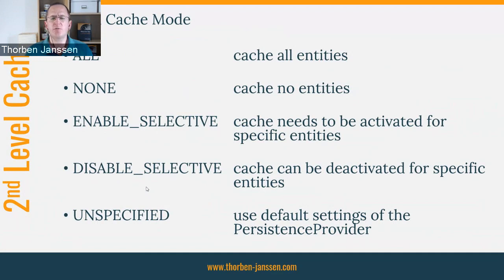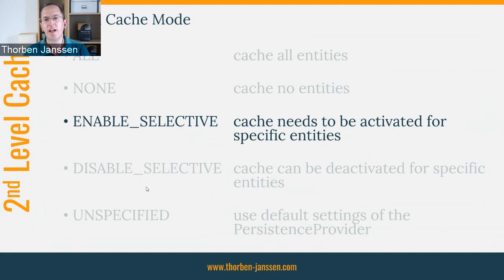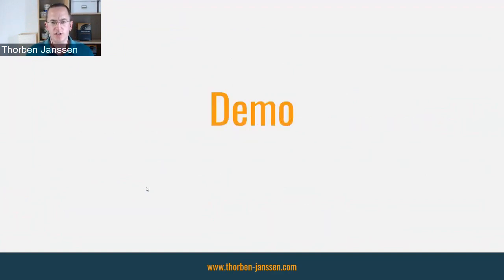And that makes the options enable selective and disable selective very interesting, because that allows you to define which entities shall be cached and which not. I personally prefer to use enable selective, because there you need to annotate your entity to make sure that this entity gets cached. And this is not as error prone as disable selective, which is the complete opposite. There you would configure something on the entity to prevent it from being cached. So yeah, I recommend using enable selective, and we'll take a look at the cache in a second.